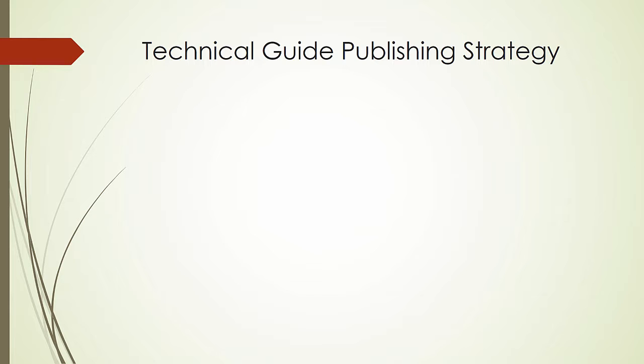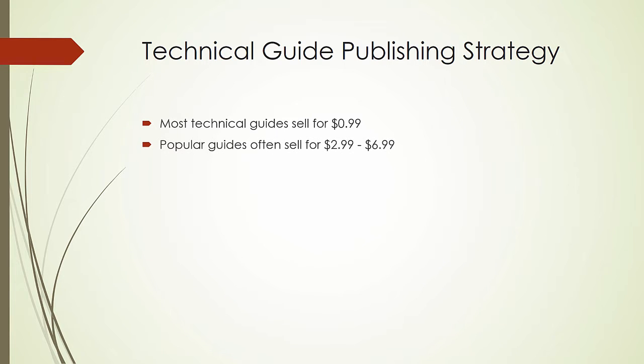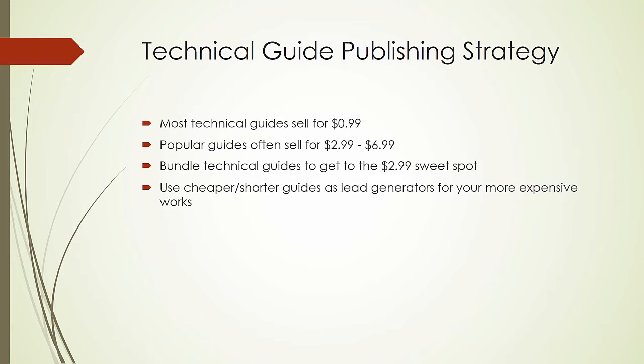Next, let's look at the technical guide publishing strategy. Most technical guides sell for 99 cents. Although, if you become a popular guide, I've seen them go $2.99, $3.99, all the way up to $6.99. What you can do is bundle technical guides, your cheaper ones, to get to that $2.99 sweet spot. Use cheaper, shorter guides as lead generators for your more expensive works.